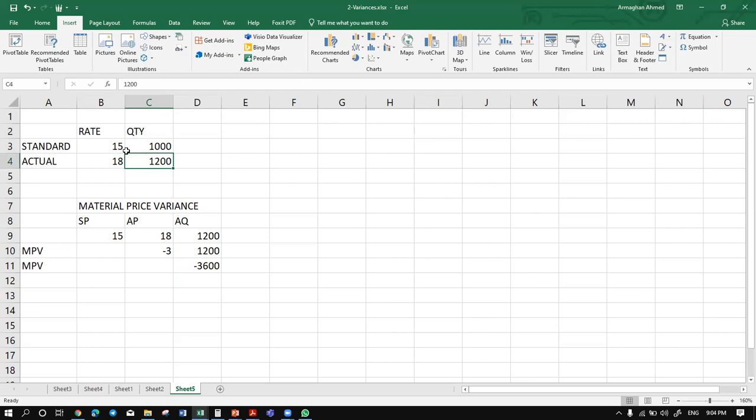So the standard rate is what? 15. Actual 18, right? Into actual quantity, right? What is the material price variance formula? Standard price minus actual price, and I write actual quantity in the bracket, into actual quantity, right? This is the formula. Standard price minus actual, minus 3, multiplied by 1200. We calculated that formula.